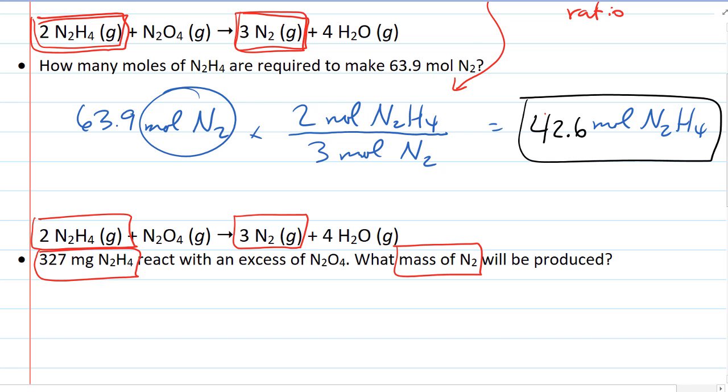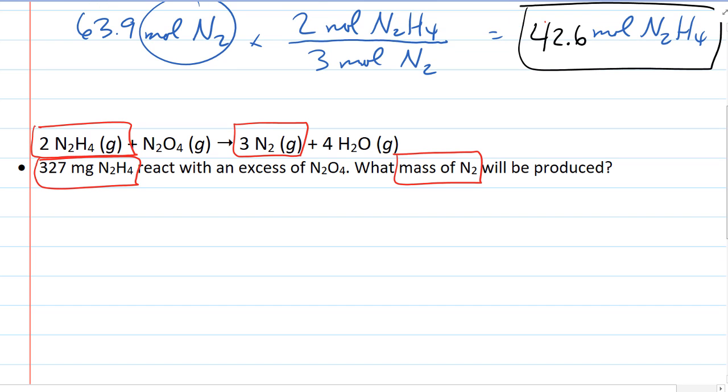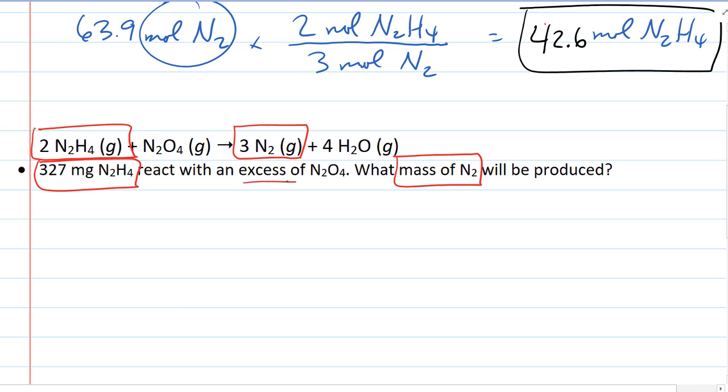So with this one now, oh, and then the other thing, here's another thing that trips people up. Sometimes it's the wording, and this wording bothers some people. It says that it's reacting with an excess, and that probably should have said reacts with, if I was correct in English. That reacts with an excess of N2O4. I'd like to know what mass of N2 is produced.